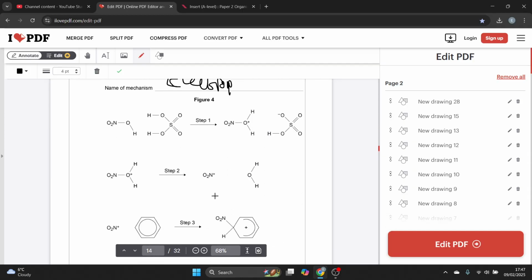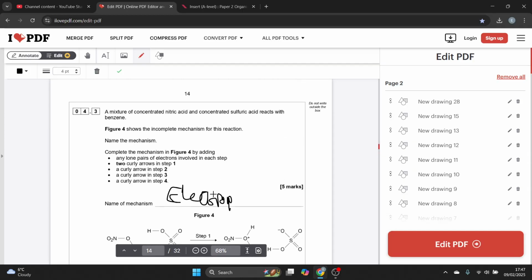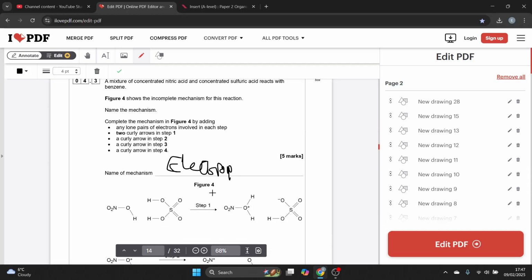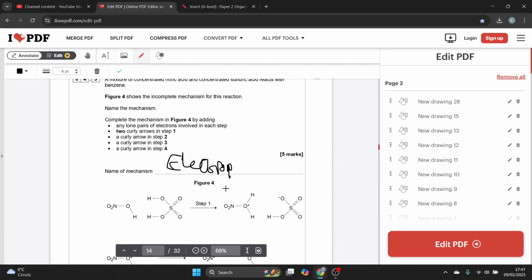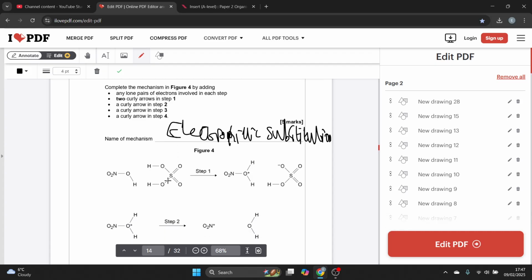Electrophilic, is it actually? Yeah, it is electrophilic substitution. There are just so many steps, I'm just a bit confused. Complete the mechanism in figure 4 by adding any lone pair of electrons involving each step. 2 curly arrows in step 1, a curly arrow in step 2, a curly arrow in step 3, a curly arrow in step 4, for 5 marks. 1 easy mark, naming the mechanism, and then 4, I guess, slightly harder marks.